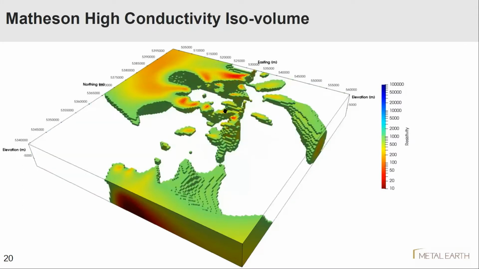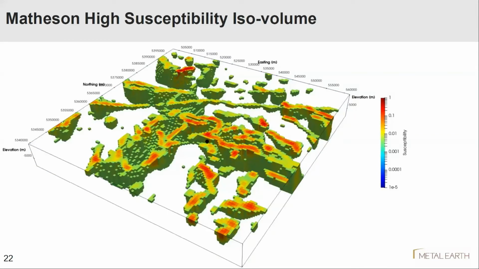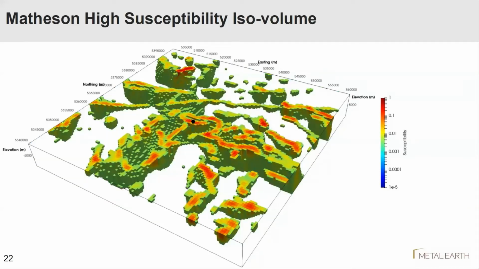And here I'm just showing an isovolume of high conductivities, or anywhere that was low resistivity for the Matheson area again. And this is our susceptibility model that we have. And again, here I'm showing a high susceptibility value. So I'm just showing an isovalue of what the high values are.